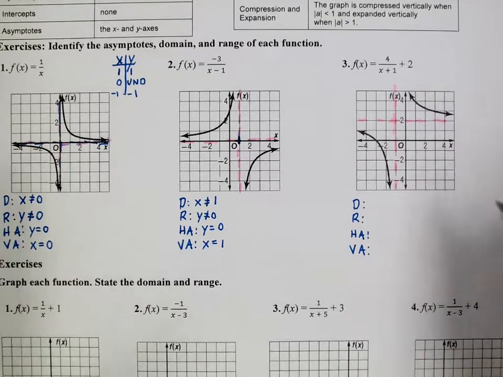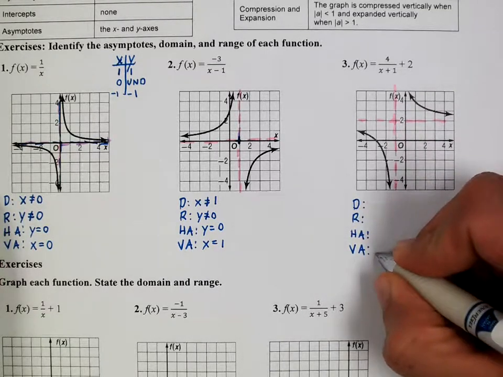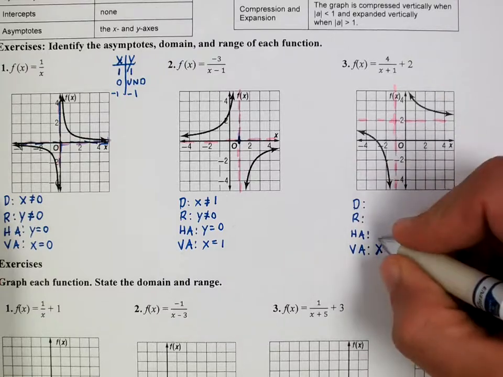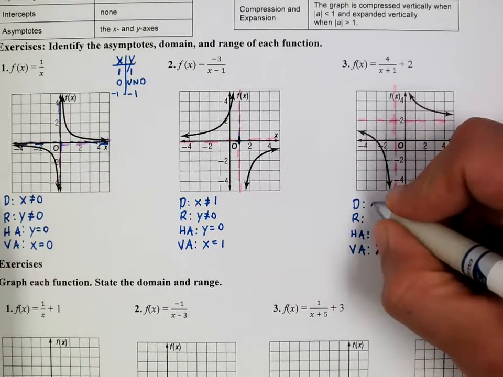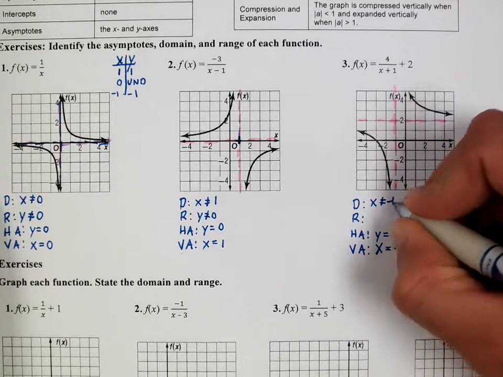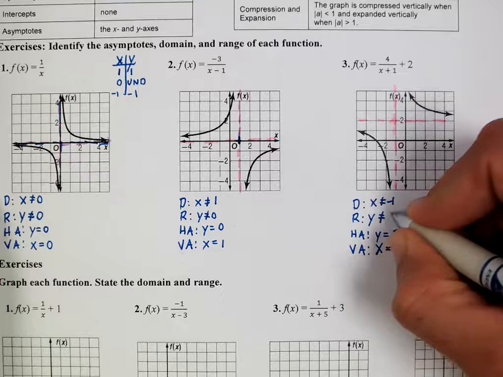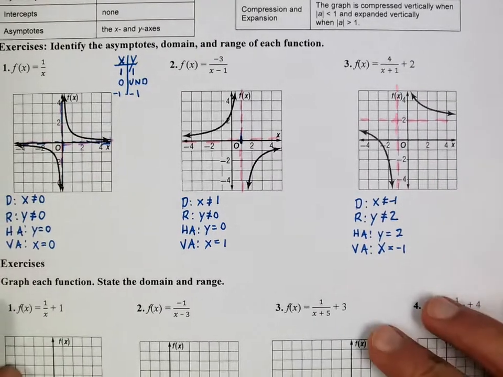Well, just look at it, right? This line is my vertical asymptote, and that is located at x is equal to negative 1. My horizontal asymptote is located right here at y is equal to 2, and that also gives me my domain. All right, so x cannot be equal to negative 1, and my range is y cannot be equal to positive 2. Okay. All right, let's go ahead and move on now.